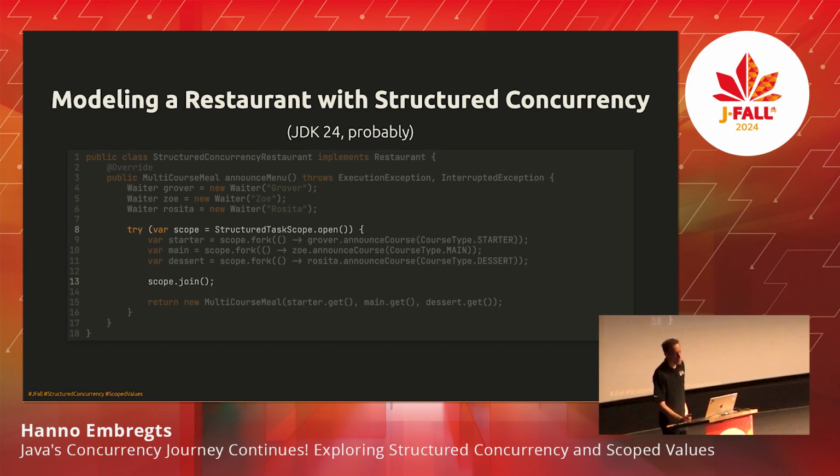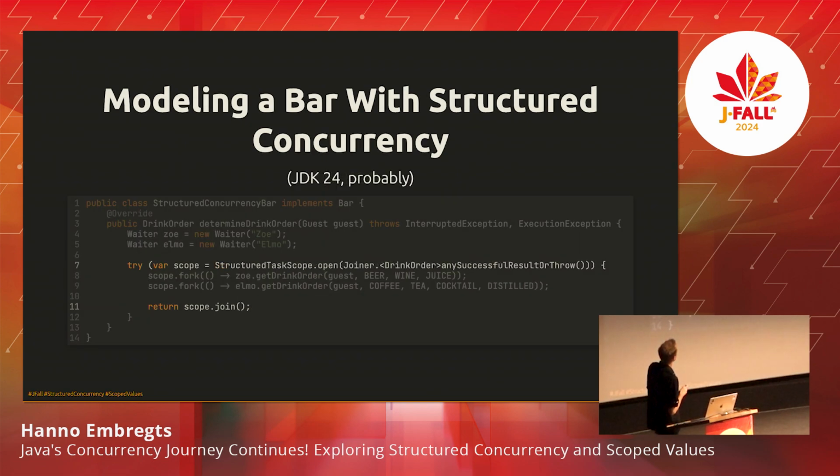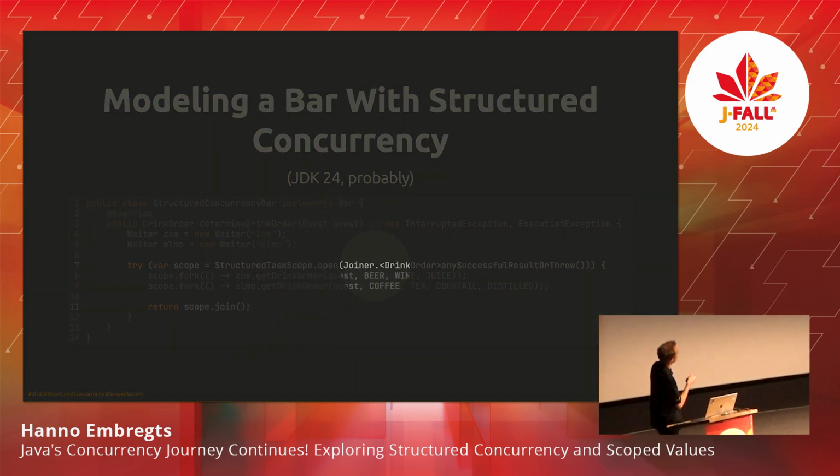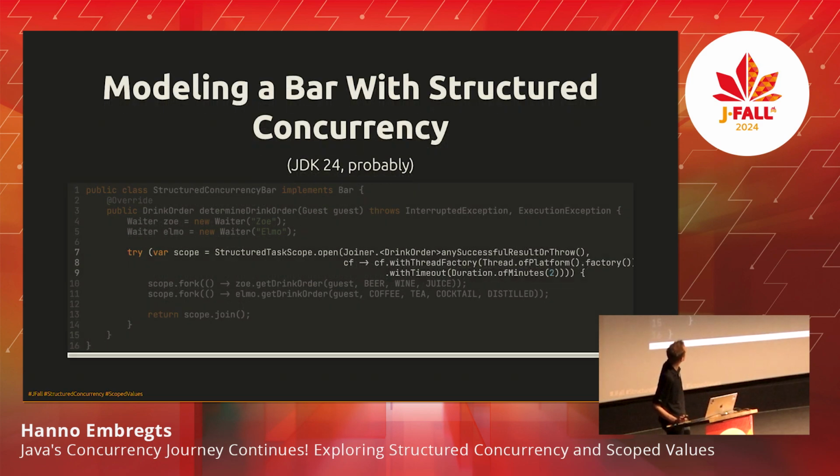And this open method expects a parameter. There's an overload that is a joiner type, and you see this here in action with the shutdown on success example. This is how it looks in Java 21. This is how it probably will look in Java 24. So the same open method, but we pass a joiner here that returns a drink order, and the joiner is called anySuccessfulResultOrThrow. That means that all kinds of behaviors for the structured concurrency scope can be implemented as a joiner, and you can write your own custom joiner from Java 24 and onwards.